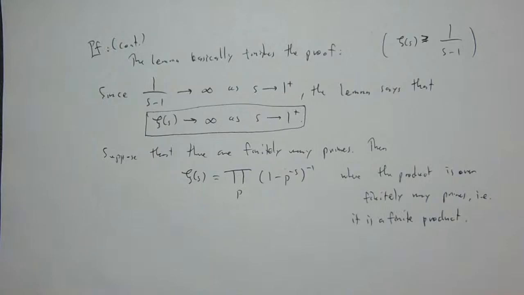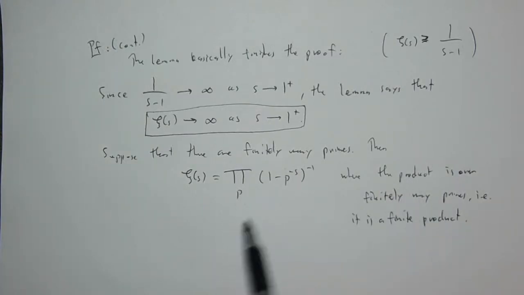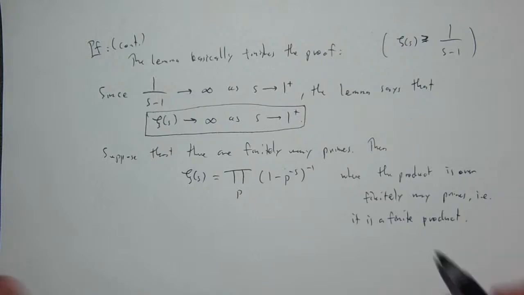It's stated a little confusingly. I mean, if there's finitely many primes, then the product being over all primes is only over finitely many. I'm not saying that I'm stopping short. I'm still hitting all the primes. It's just that I've said there's finitely many primes. So the product on the right's a finite product, right? So it's a finite product.